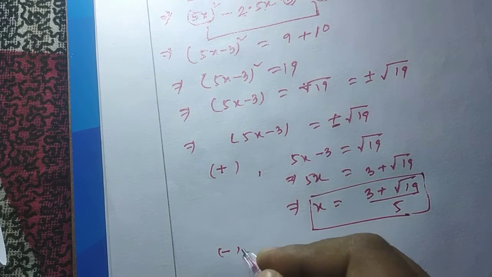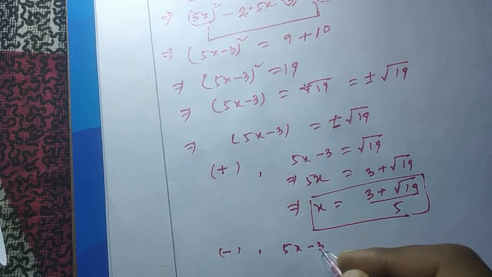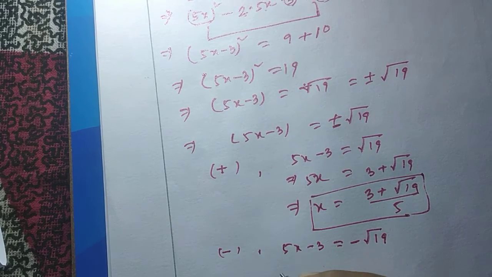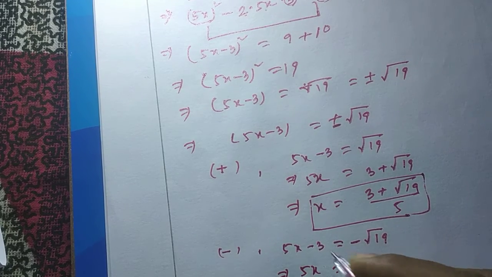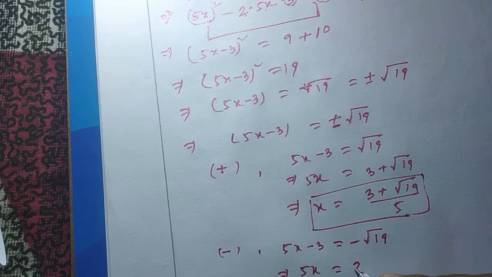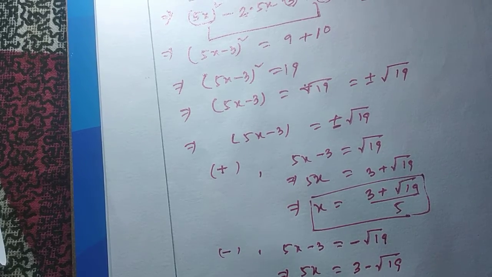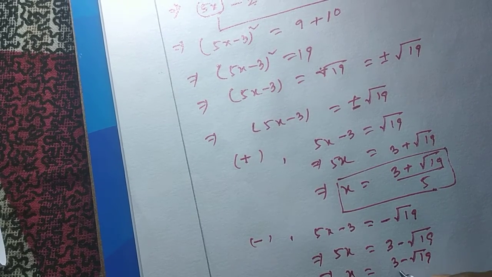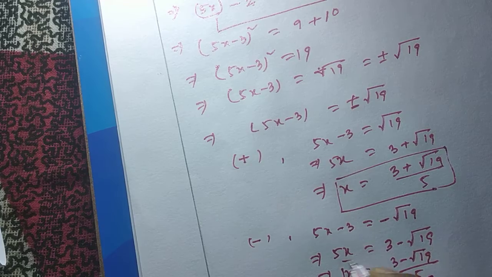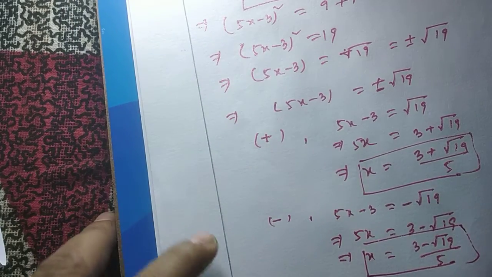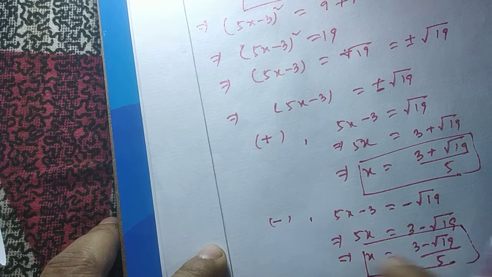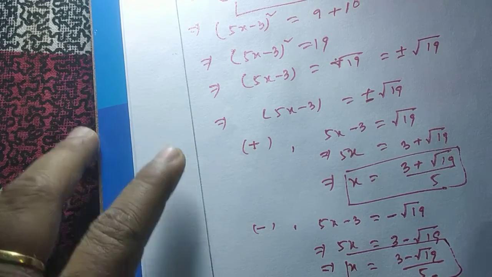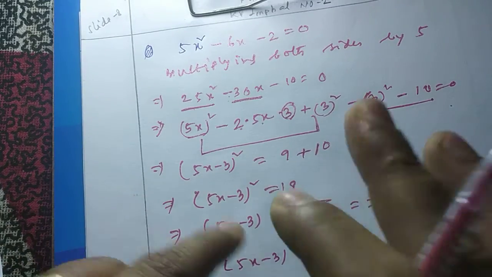Similarly, if we take minus, it becomes 5x minus 3 equal to minus root 19. Now let us bring 3 to the right hand side. It becomes minus root 19 plus 3, so x will be (3 minus root 19) by 5. So we got another root here. By taking plus we got the first root, by taking minus another root. In this way we are finding the two roots of the given equation by the completing the square method.